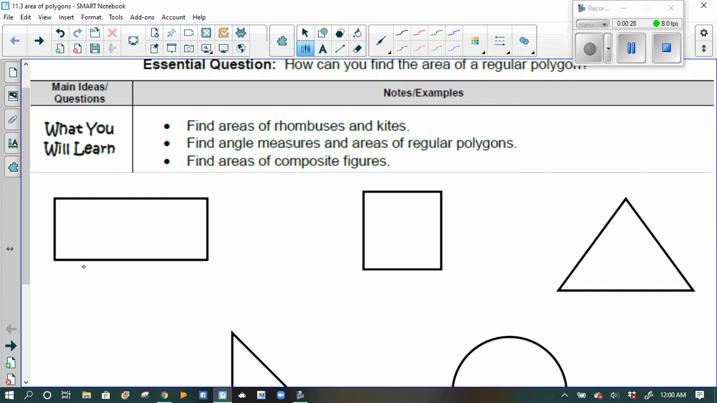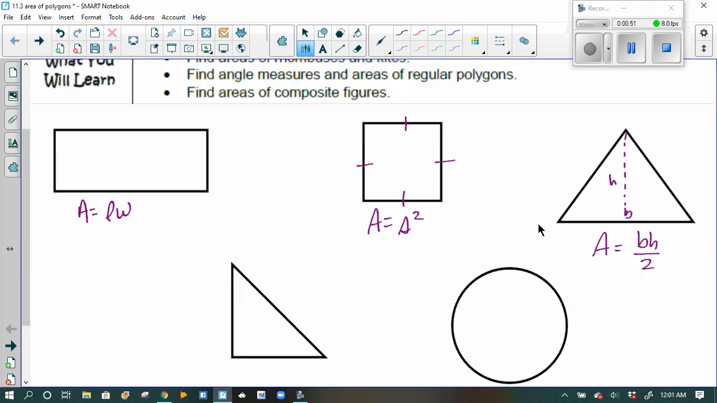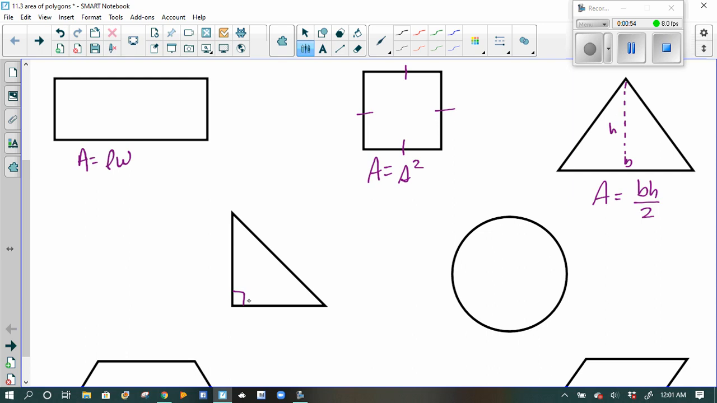So area of a rectangle is length times width. Area of a square is side squared, because remember a square has 4 equal sides. Area of a triangle is base times height divided by 2, where this is your base and this is your height. Area of a right triangle, it's still the same. Area is still base times height divided by 2. But the cool thing about right triangles is the legs are your base and your height.